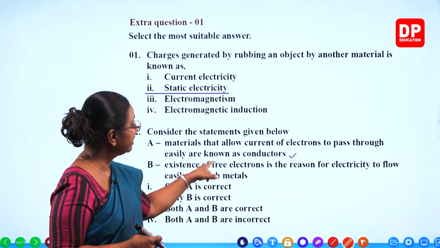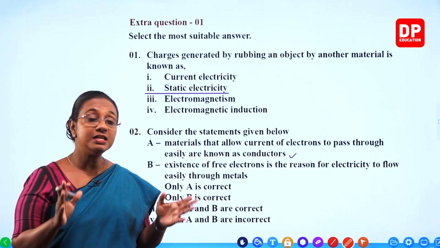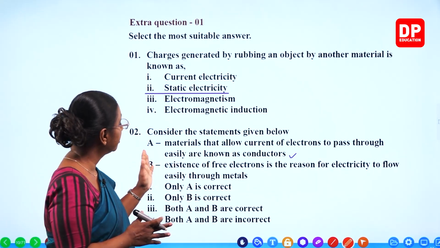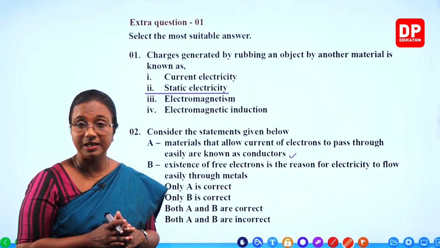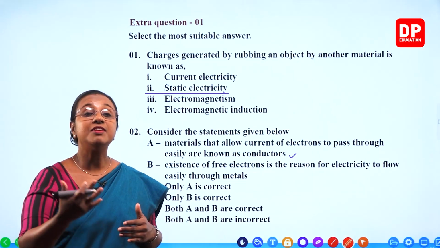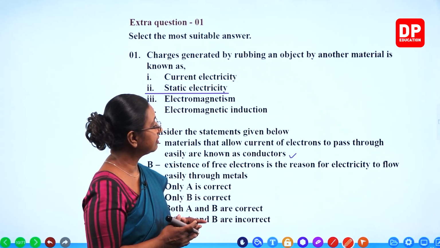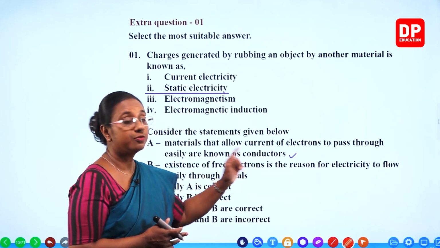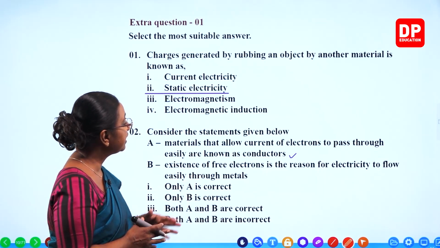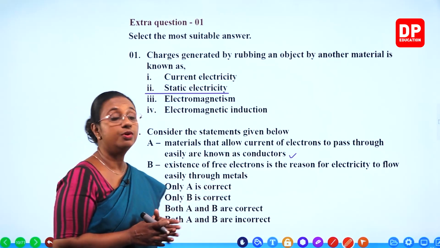So because of that, when current of electrons flows from the negative terminal to the positive terminal, conventionally the electric current or conventional current flows from the positive to the negative terminal. So the materials that allow electrons to flow allow current to flow. That is why materials that allow current of electrons to pass through easily are known as conductors. That is correct. Then, existence of free electrons is the reason for electricity to flow easily through metals.